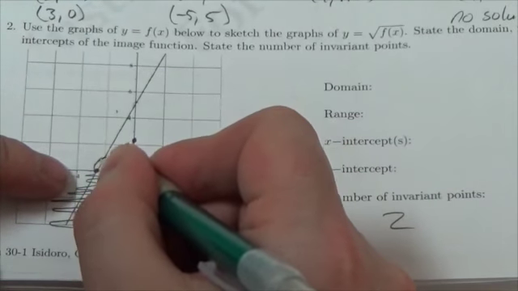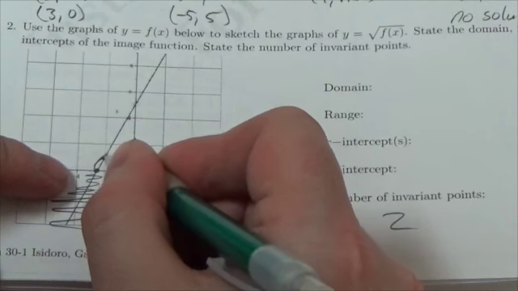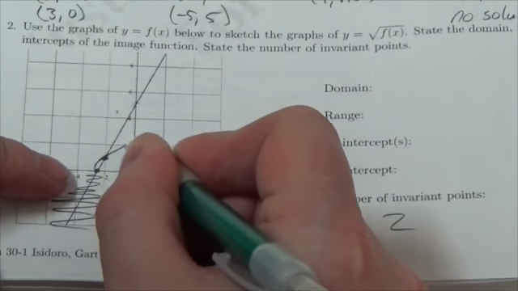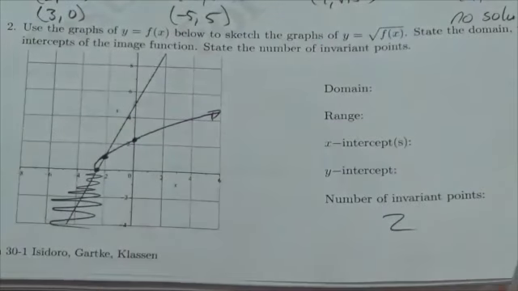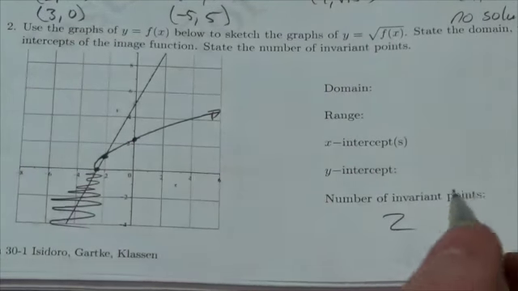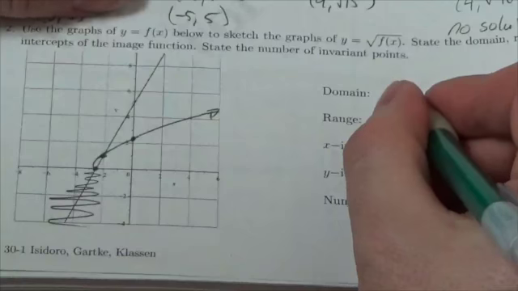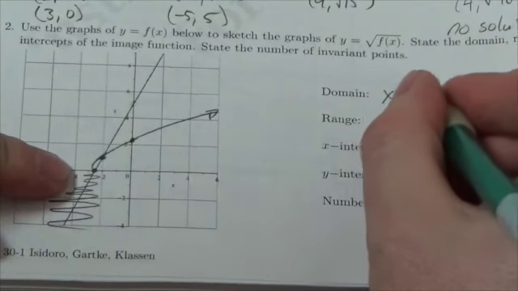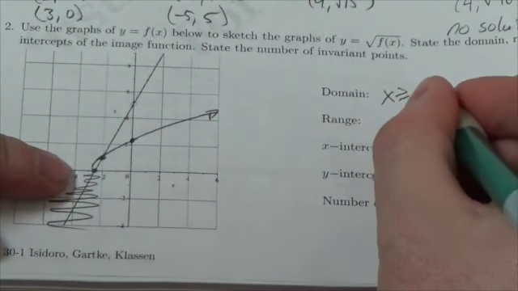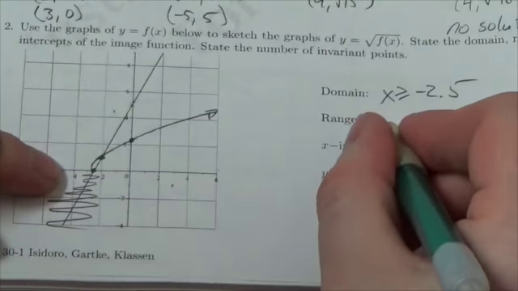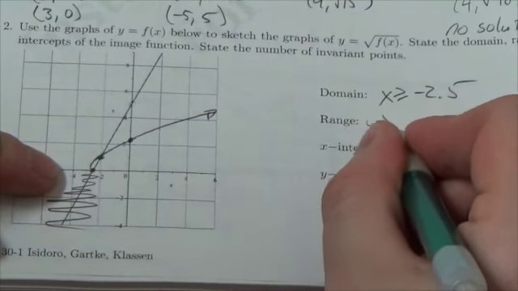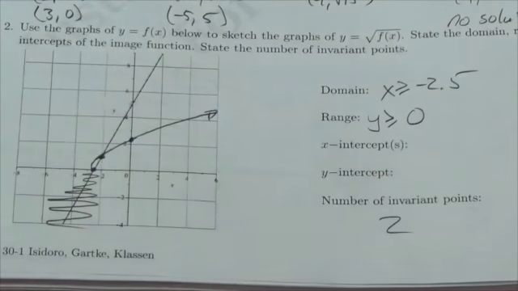From there, we hit the invariant point, and then we go up, and now all of our points are below the line, and away we go. So that's basically what the function has to look like. Your domain here, based on what I've drawn, is going to be x is greater than or equal to -2.5. At least that's what I'm reading it off as. And the range will be y is greater than or equal to 0.